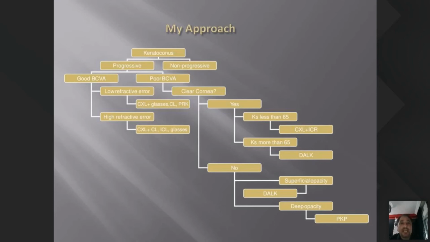But if the patient has less than 65 K readings, which means that his cornea is steep, but it's not too steep, still you have the option of doing cross-linking for the patient, although the results of cross-linking in such steep corneas are not great. This is why some people say, no, I don't do cross-linking above 60. It's not contraindicated to do cross-linking above 60, but the outcome of cross-linking after 60 is not that great. So as long as the corneal thickness allows me to go for cross-linking, I do cross-linking for such patients, and I recommend also for such patients to do corneal rings.